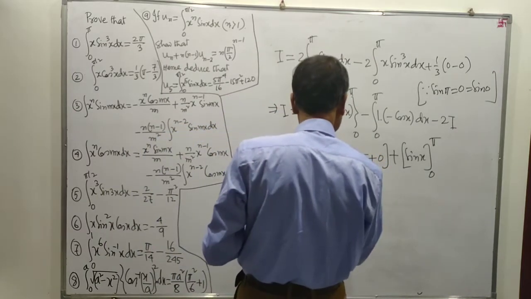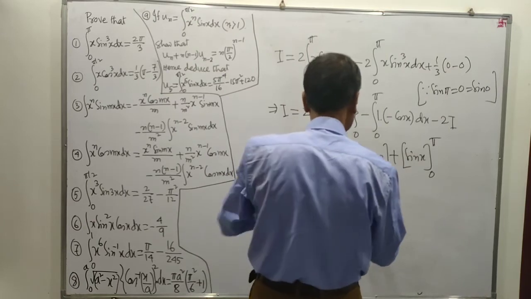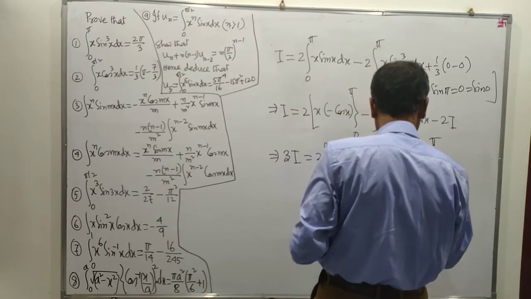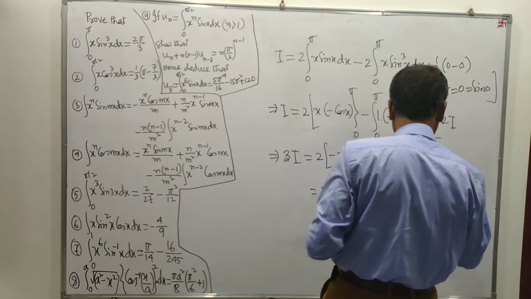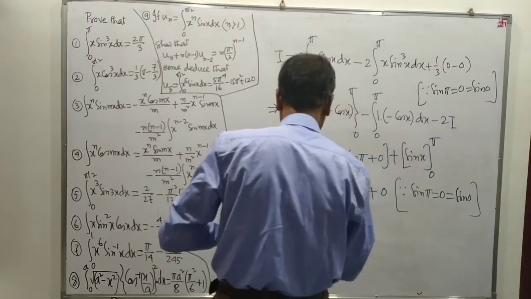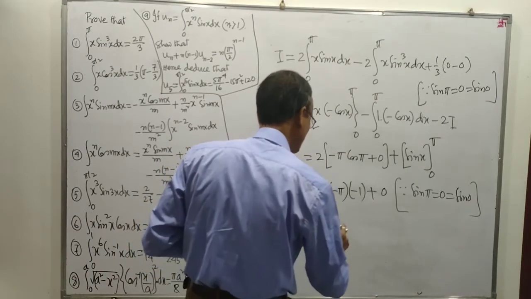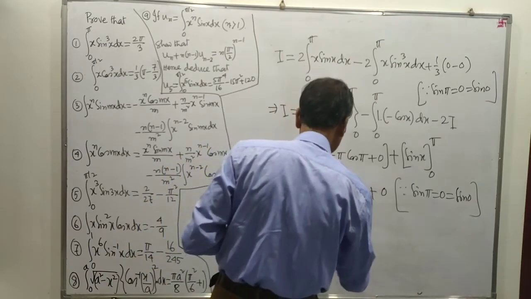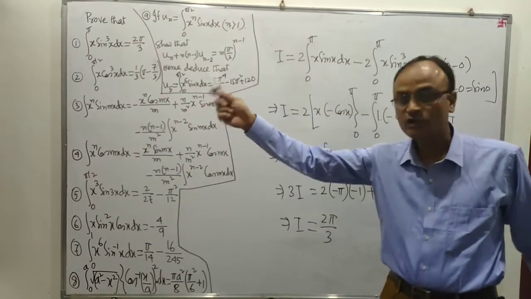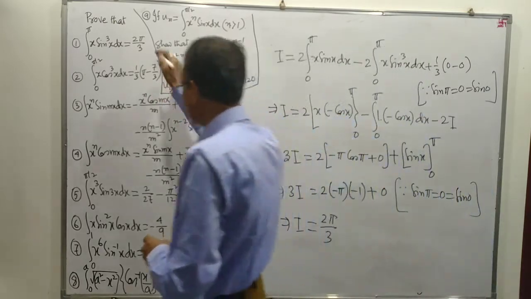This is equal to 2 times of minus pi, cos pi is equal to minus 1, plus 0, since sin pi equal to 0, of course sin 0 is equal to 0. And the left hand side is 3I. This means I equals twice pi divided by 3. This means that the integral from 0 to pi of x sin cube x dx equals twice pi by 3.